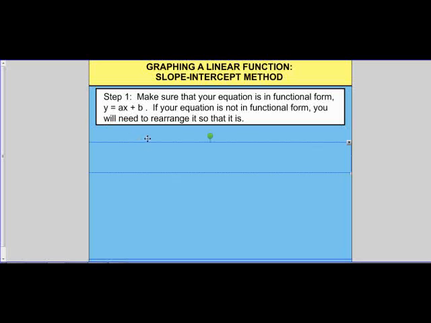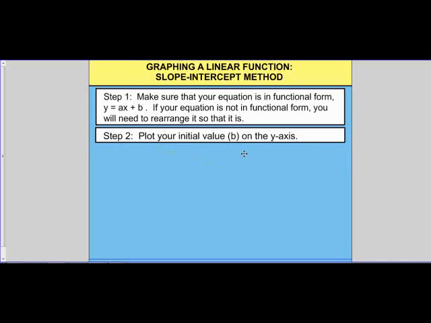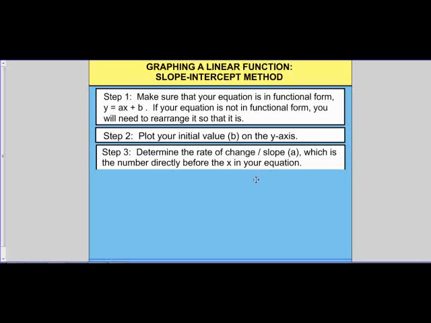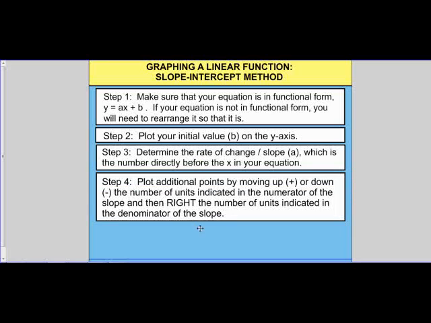All right, after we've got it in functional form, then we're basically going to plot our initial value, which is the value of b, and that is your y-intercept. So it's going to be where the line crosses the y-axis. Usually an easy one to plot. After that, we're going to determine the rate of change, or slope, two terms used interchangeably, and that's your a value, so the number before your x. And you have to make sure that if it's negative, you take that into account as well, because that will change it. And from that, we're basically going to plot additional points.